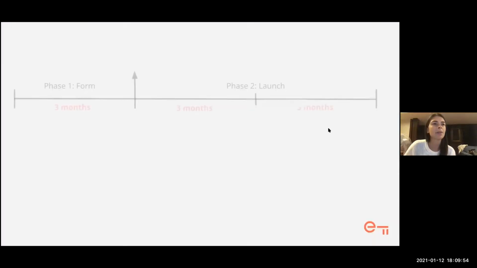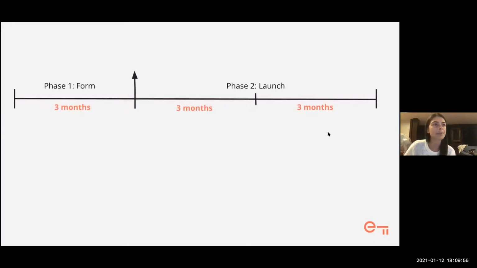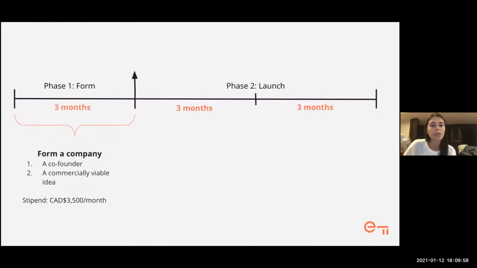So I'm going to go a little bit into how the program really works. The program is split into 2 parts, form and launch. The purpose of form is to find a co-founder with the complementary skill set. In order to help you be most successful in the pairing process, we create this group of 50 individuals, and we really care about composition.